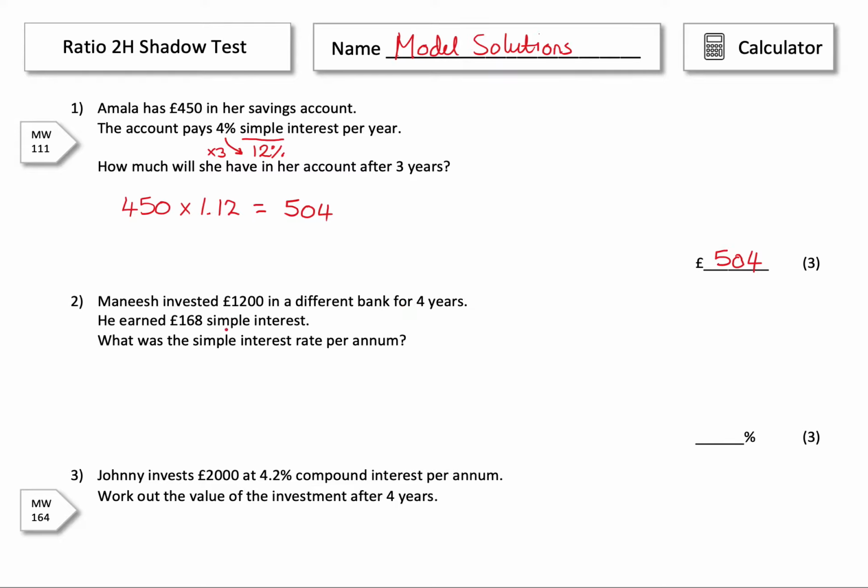He earned £168 simple interest. What was the simple interest rate per annum? So a reverse of the question above. We know how much interest has been earned. We know that was over 4 years. So what we can do first of all is work out how much he earned per year. So when we divide that by 4, we get £42 per year interest. So what is £42 as a percentage of the original amount? Hopefully you haven't forgotten how to work out a percentage of a number. If we do that calculation, we get 3.5%.